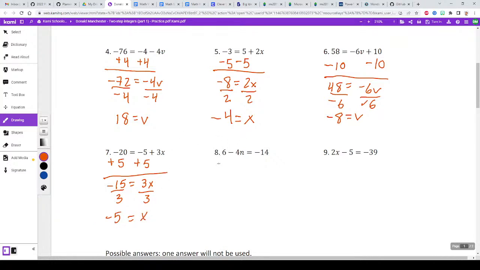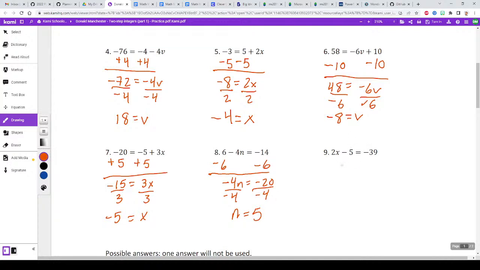Over here, our constant is positive 6. The opposite of a positive is a negative, so we add negative 6 to both sides. Negative 4n equals negative 20. We divide both sides by negative 4 to undo the multiplication. A negative divided by a negative is a positive, and 20 divided by 4 is 5.